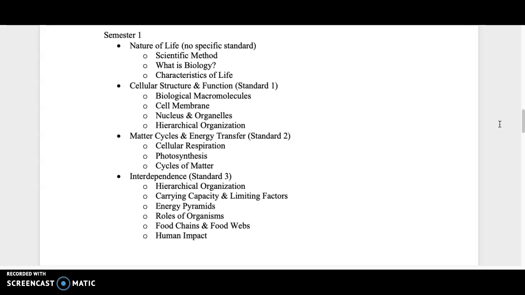Again, we have some hierarchical organization, this time starting with the organism all the way up to biomes. We'll talk about carrying capacity and factors that limit how many organisms can live in an area. We'll talk about the different types of pyramids, such as the energy pyramid, biomass pyramids. We'll talk about roles of organisms, their niches or habitats. We will get into food chains and food webs, and then the impact that we as humans have on the world, and that will take care of semester 1.